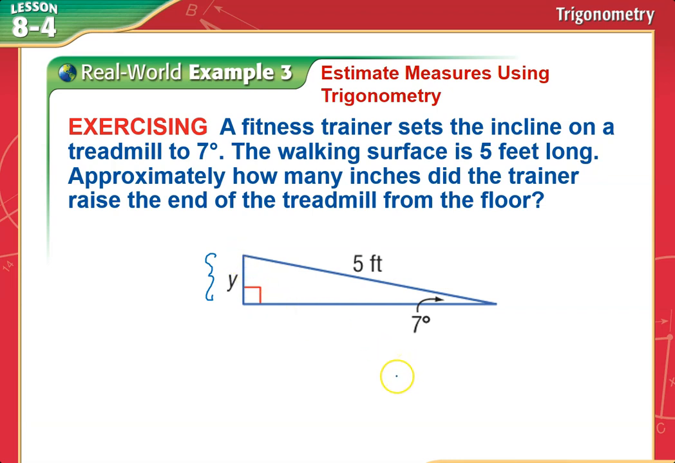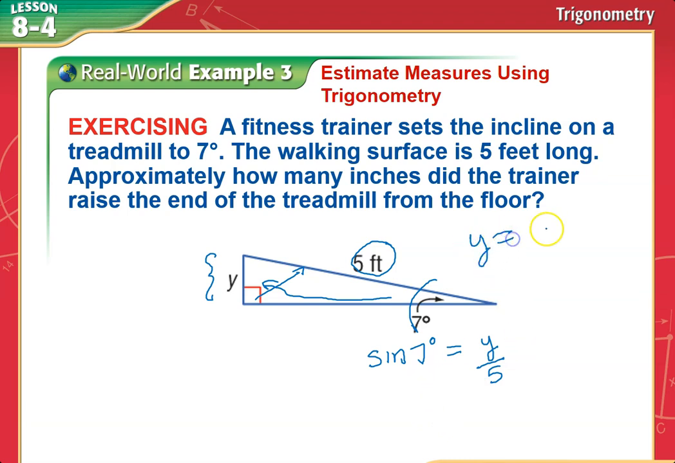So what we have here is related to the 7 degrees. We're looking for the opposite side, but we know the hypotenuse. Remember, the hypotenuse always comes across from the 90-degree angle. So basically we can say sine of 7 degrees should equal the opposite side y over 5. You can multiply both sides by 5, and you get the y value to be 5 times sine of 7.